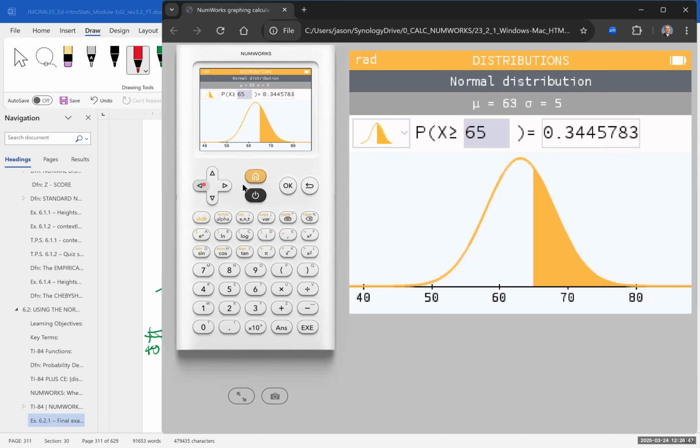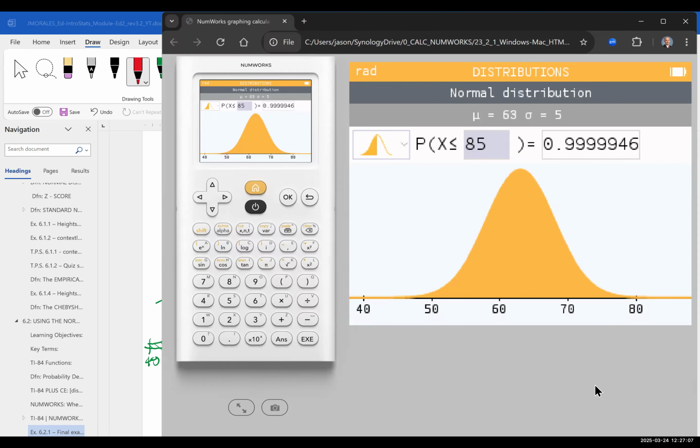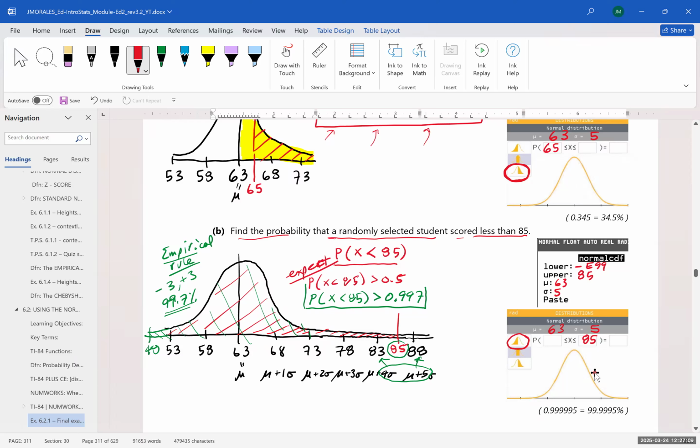Let me change the area to be to the left of, and we want to the left of 85. And look at that. So we got 5 nines and 4 6. So 5 nines and 4 6. So let's come back over. So this probability is equal to 0.99946.